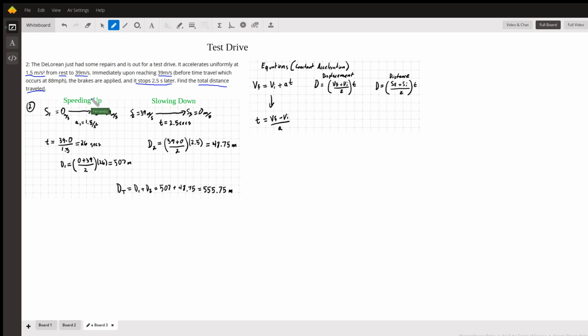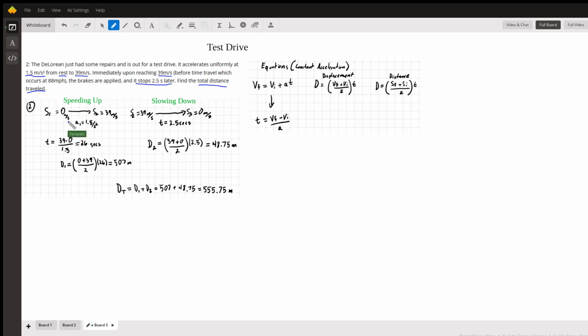Here they want to know the distance, so I gotta use the distance formula. And I need to know the initial and the final and the time. For the second part, I know all those components. I know the initial, I know the final, and I know the time. So I can just plug it in to figure out the distance. So it will be the average between the speeds times the time. So 39 plus 0 over 2 times 2.5, it's about 48.75 meters. That's how much distance we travel while slowing down.